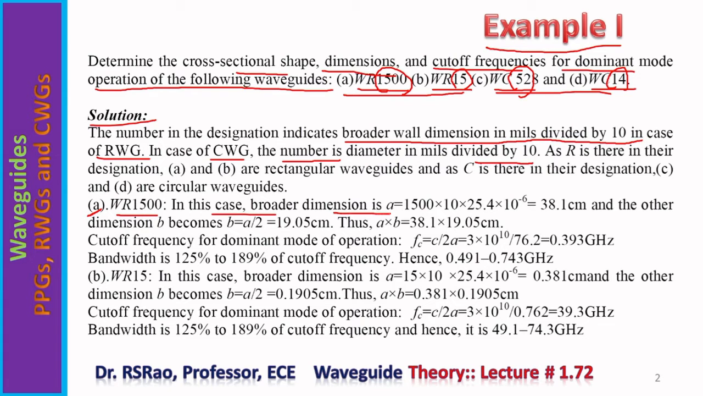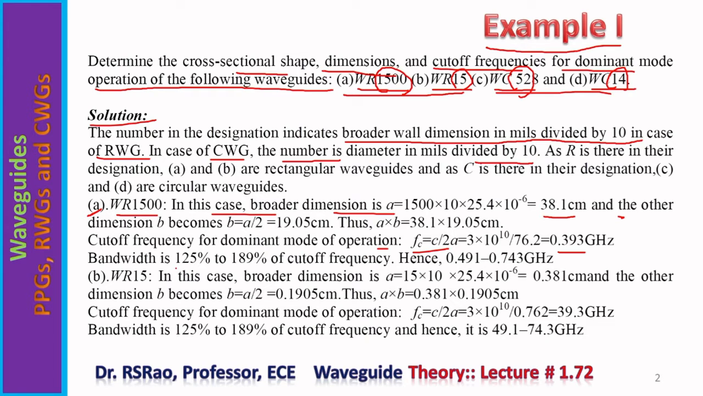WR1500. In this case, broader dimension is A equal to 1500 into 10 into 25.4 into 10 power minus 6. It comes out 38.1 cm, and the other dimension B is A by 2 usually. In standard waveguides, this is the case. B is 19.05 cm. Thus, A by B is 38.1 by 19.05 cm. Cutoff frequency for dominant mode of operation is C by 2A. So, 3 into 10 power 10 by 76.2, it comes out 0.393 gigahertz.